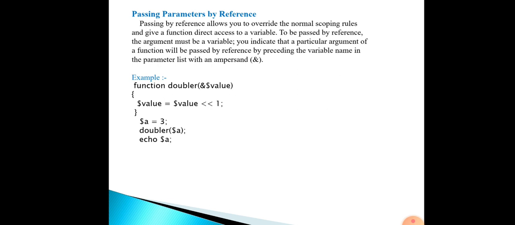Now we see one example. Suppose function doubler, in brackets ampersand $value, and $value is less than or equal to 1. Now $a is equal to 3, doubler($a) and echo $a. This is an example for passing parameters by reference.